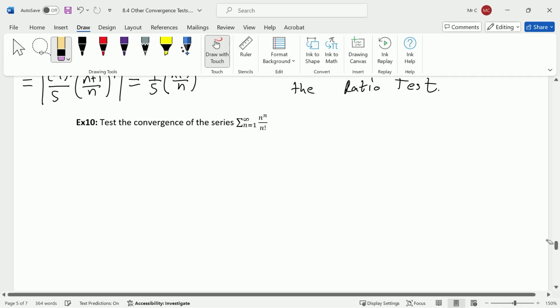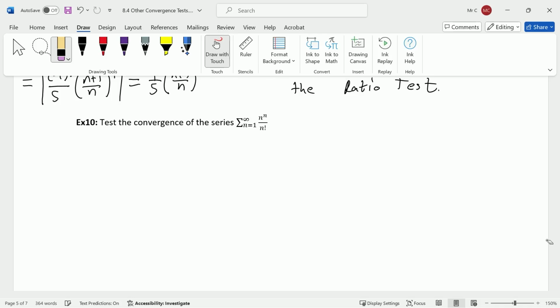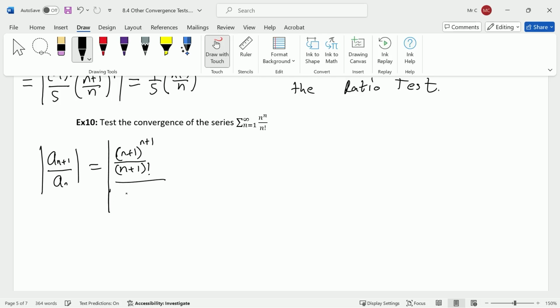So now, example 10, we're going to test the convergence of the series from n equals 1 to infinity of n to the nth power divided by n factorial. And so again, we're going to use the ratio test. So we're going to set up a sub n plus 1 over a sub n. That's the absolute value of n plus 1 to the n plus 1 power divided by n plus 1 factorial divided by n to the n power over n factorial.